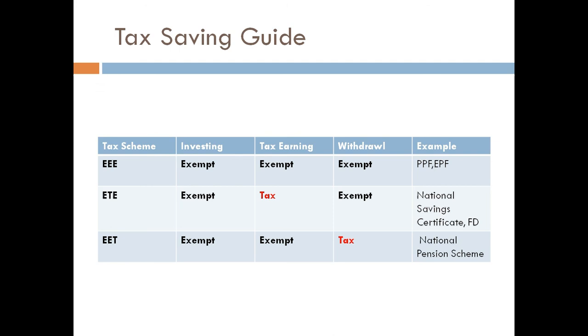So just to recap, we have covered the three schemes: triple E, ETE, and EET, and we have also covered examples for them. That is the way you can decide whether you are investing just for getting a tax benefit, or whether you want to increase your money by compounding interest, or what your priorities are. According to that, you can choose your FI schemes, that is, fixed income schemes or products, and you can take a wise decision. So that's it for this session.